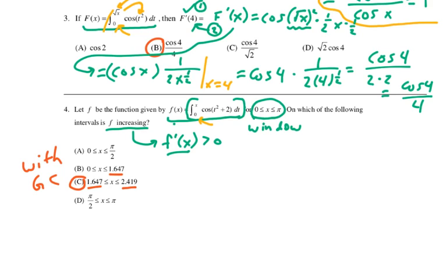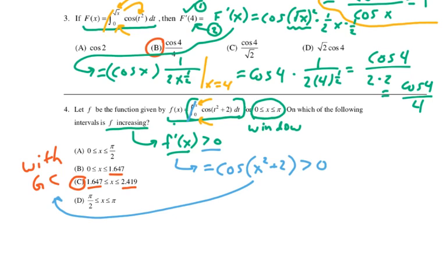Number on the bottom, x on top, and only an x, finally. So no chain rule here. Oh, God bless. Here we go. Let's find the derivative. F prime of x should be, integral is destroyed, x gets plugged in, I get cosine of x squared plus 2. No chain. So the question is really saying, where is this greater than 0? Where is this positive? So here we go to the graphing calculator.